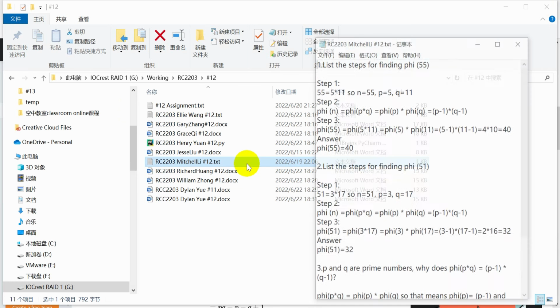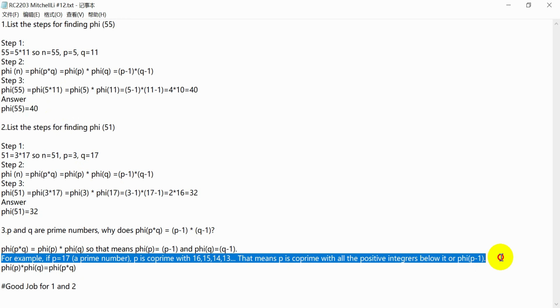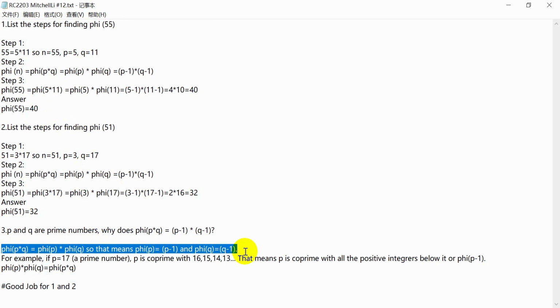Next is Mitchell's. Number 1 and number 2 are both correct. For number 3, the second paragraph is correct, but the first paragraph doesn't really have a connection. So yes, phi p times q equals phi p times phi q, but that doesn't mean that phi p equals p minus 1 and phi q equals q minus 1. So all 3 of these equations are correct, but they don't really logically connect together.